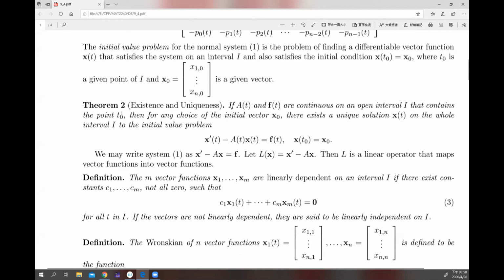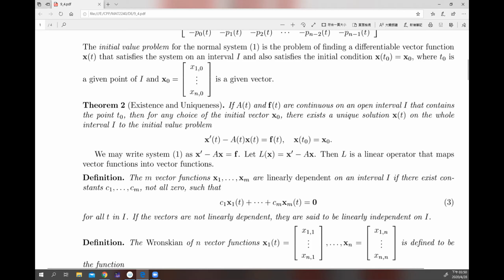All right, next let's look at theorem 2, existence and uniqueness. If A of t and f of t are continuous on an open interval I that contains the point t naught, then for any choice of the initial vector x naught, there exists a unique solution x of t on the whole interval to the initial value problem, the normal form right here with some initial condition. And we may write the system as x prime minus Ax is equal to f. Let L be x prime minus Ax, and L is the linear operator.